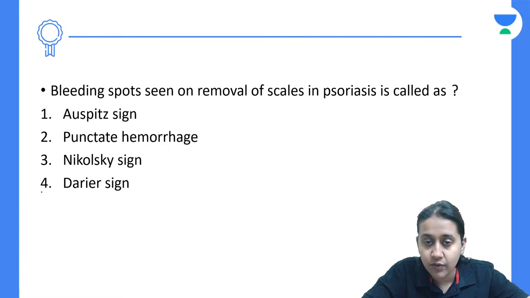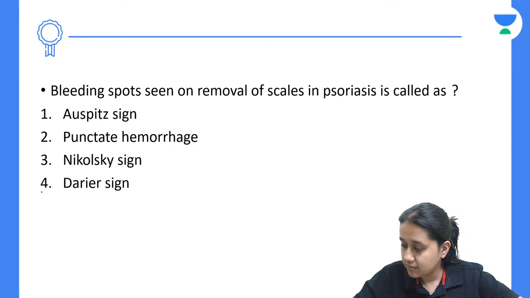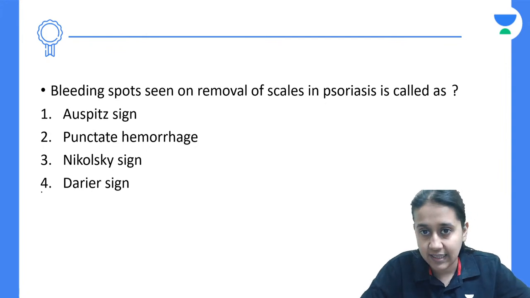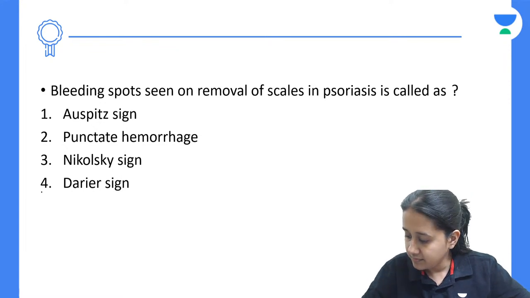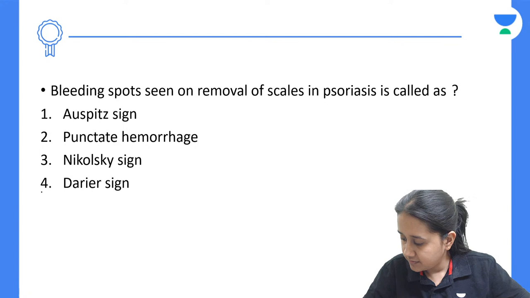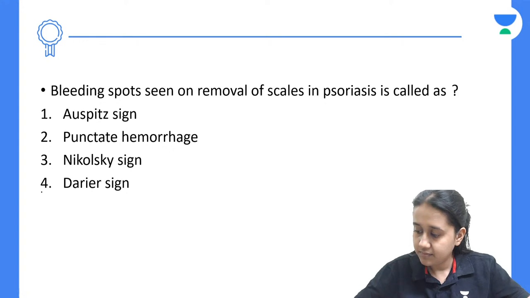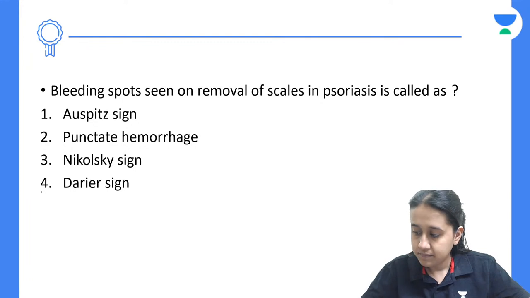Bleeding spot on removal of scales in a patient of psoriasis is called as? What is the correct answer of this question? Bleeding spot seen on removal of scales in psoriasis is called as? Anyone can tell me the answer? Bleeding spots on removal of scales in a patient of psoriasis.